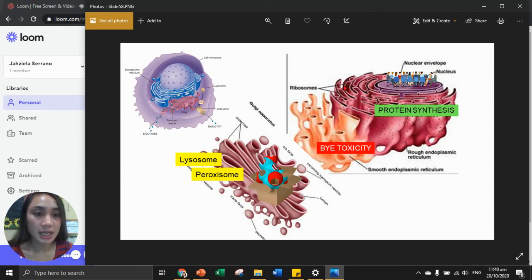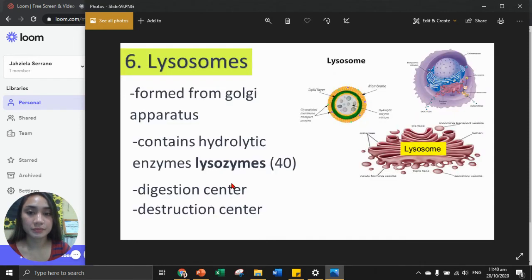And then from here, they will process, so dalawa ang functions ng Golgi natin, no? From rough ER, lahat ng protein ipapackage, so packaging center ng Golgi apparatus, and then it produces lysosome and peroxisome, which is the one that are responsible for the toxic compounds.